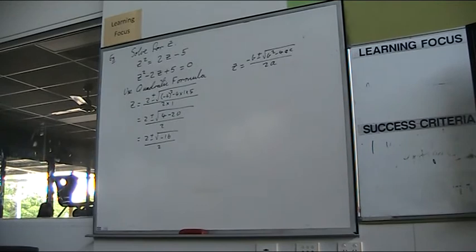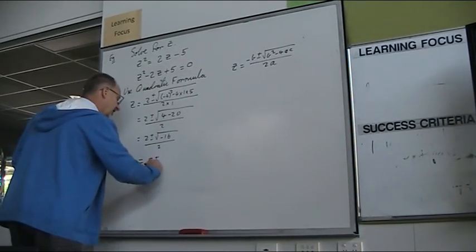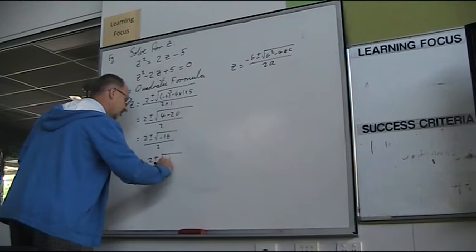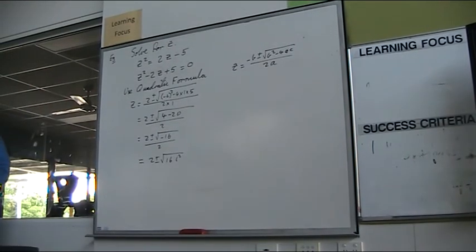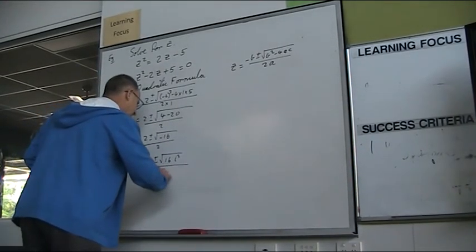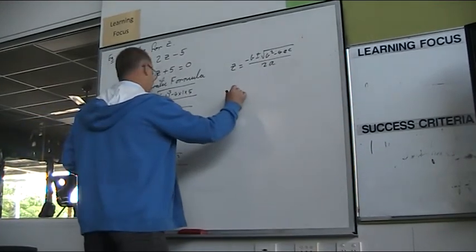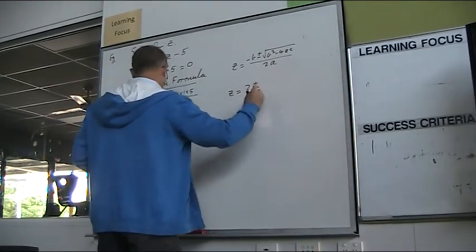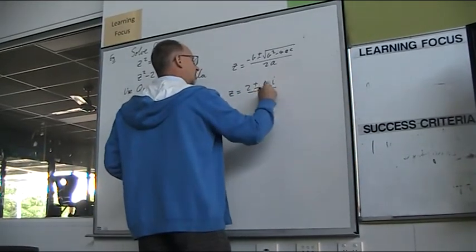And what do we do with the negative 16? Change it into 16i squared. Yes? Because then we can, right over here, square root of 16 is 4, square root of i squared is i, all over 2.